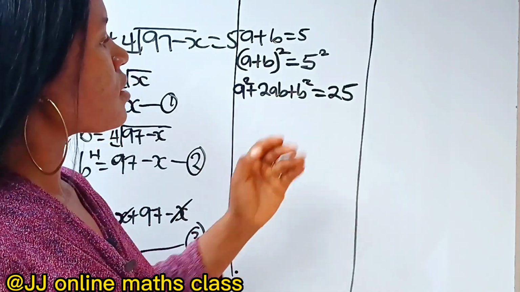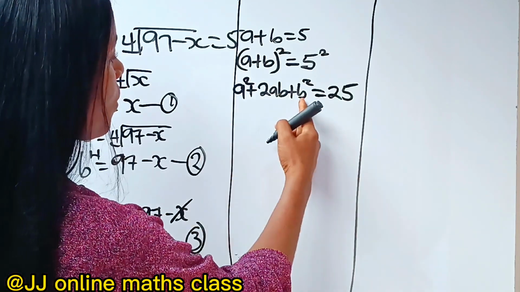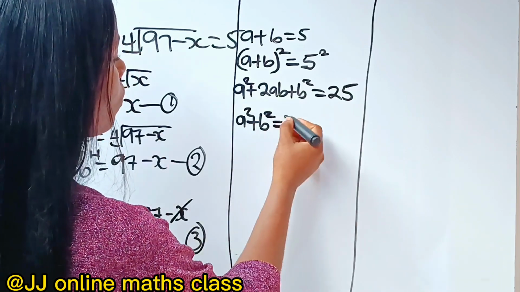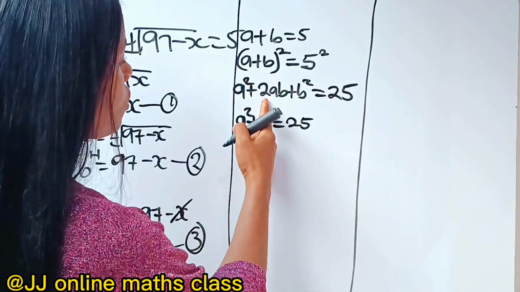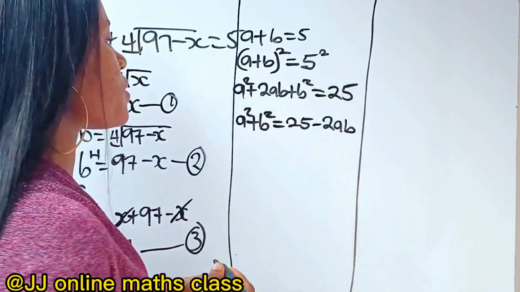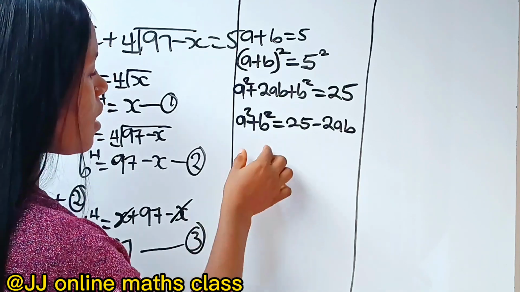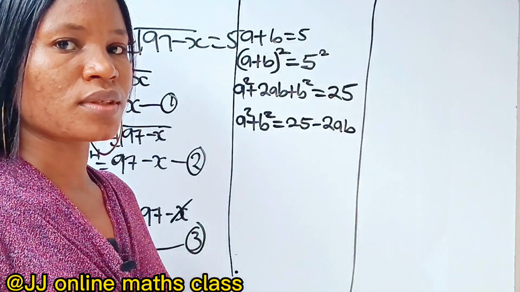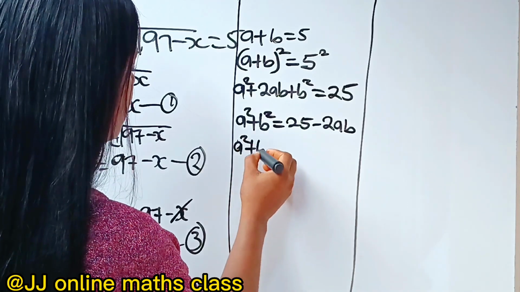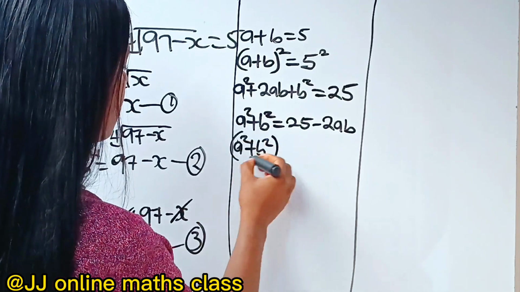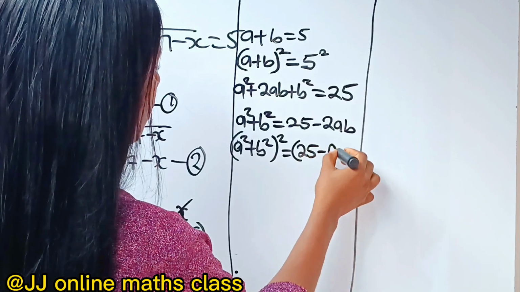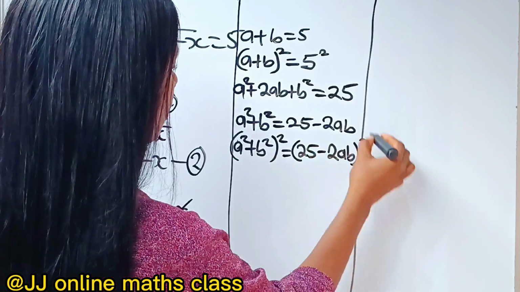All right, so let's continue. Like I said, we are going to bring out A squared and B squared. A squared plus B squared is equal to 25 minus 2AB, since this 2AB will be minus 2AB when it crosses the equal sign to the other side. All right, let's square both sides of this equation again. Now, if we do that, we have A squared plus B squared all squared is equal to 25 minus 2AB all squared.